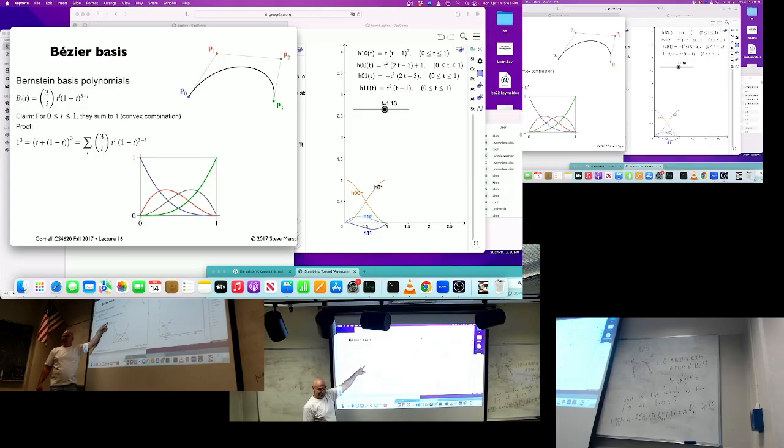Familiar to everybody? Binomial coefficient, right here, that suddenly pops up. If I'm asking, I have the items A, B, C, D, E, F. I have 6 items over here. I want to ask how many subsets of 3 letters could I generate from these 6.